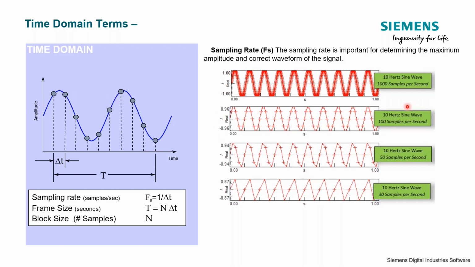So for example, if we look here, we're sampling 1,000 times per second, and we can see that we're able to fully capture the amplitude. Here was a 1 volt signal. But once we get down here, we're only sampling 30 samples per second. Not only is the amplitude incorrect, but this doesn't really look like a sine wave anymore, which it should, a 10 hertz sine wave.